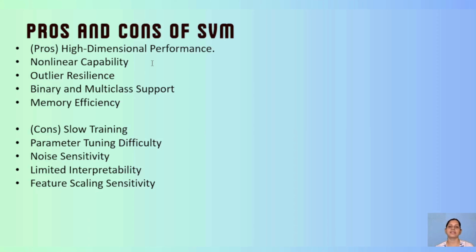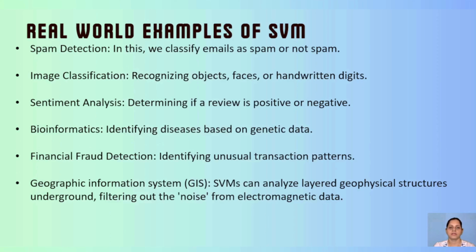Then there is feature scaling sensitivity; it is sensitive to feature scaling. Then we have several real world problems SVM is solving. Spam detection, right, where it looks at the words present in those emails, detects them, and segregates spam from not spam. Image classification, text classification, sentiment analysis, bioinformatics, financial fraud detection, then geographic information systems. In all those scenarios, SVM is really helpful.